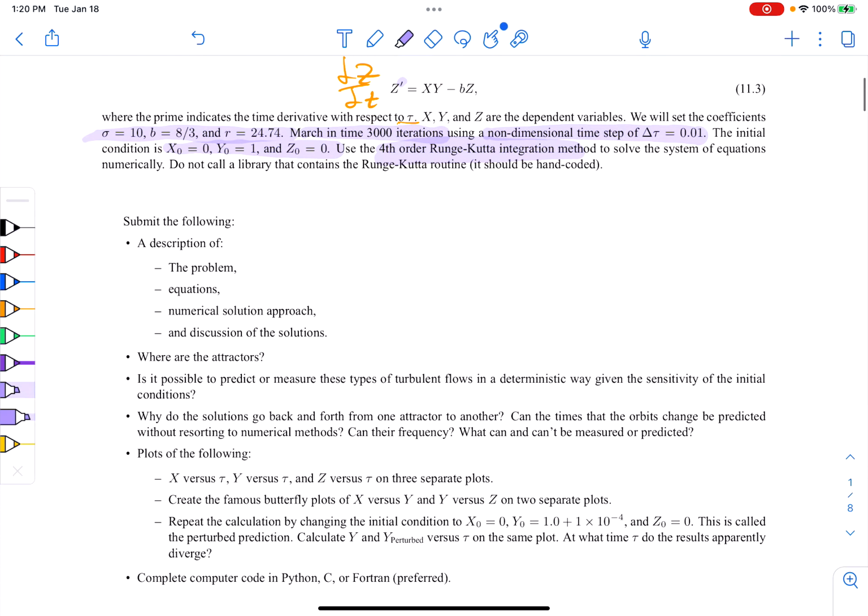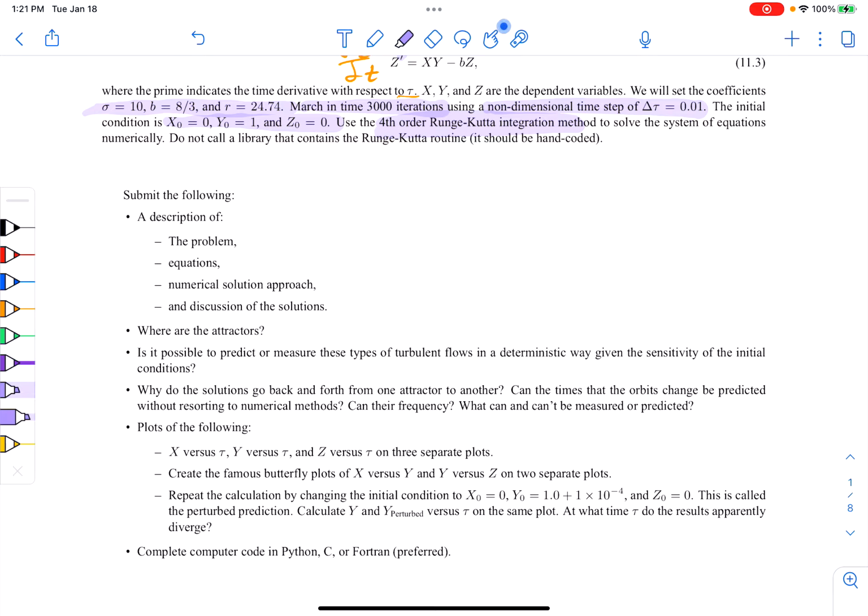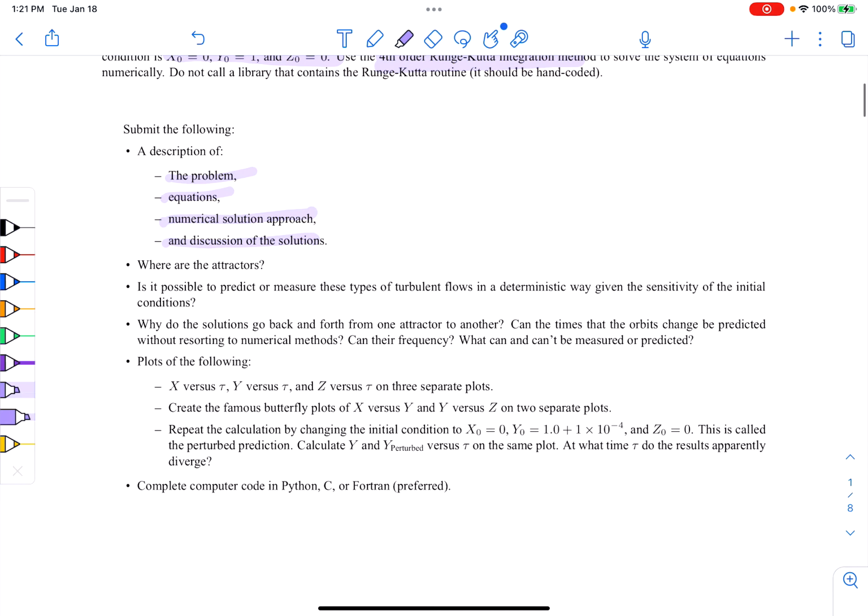Repeat what he did. And this is where I would like you to submit what you got in a PDF file to Canvas in 2 weeks. And I just want a short 1 page or less description of the problem, what equations, the numerical solution approach, and discussion of the solution. So I've already given that all to you. And I ask you just some basic questions, like where are the attractors in the flow? And I ask you some philosophical questions. Is it possible to predict or measure these types of turbulent flows in a deterministic way given the sensitivity of initial conditions? And before you answer that question, you'll have to try the plots.